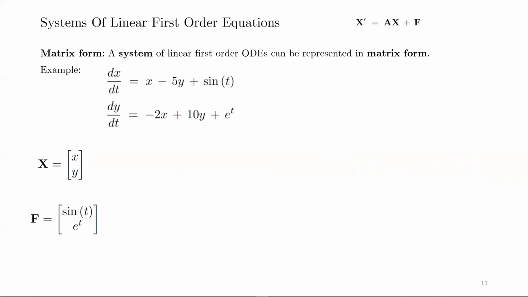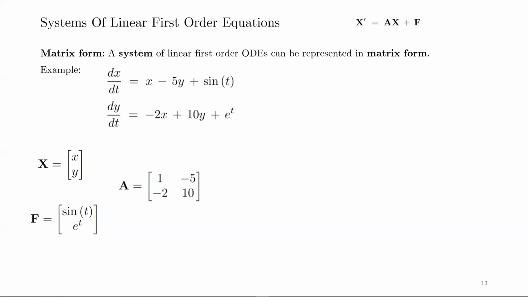Okay, well, the non-homogeneous terms here, of course, the first entry of f will represent the non-homogeneous term in the first equation, so sine of t. And the second entry of f here will represent the non-homogeneous term in the second ODE.